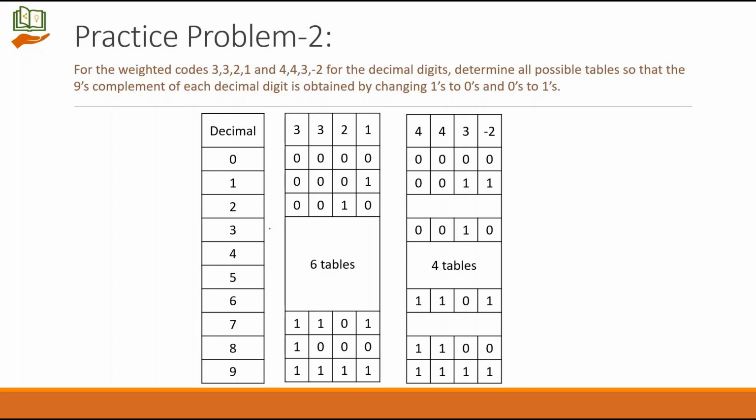Because of these 4 rows you are having 6 tables here. And because of these 1, 2, 3, 4 rows here, you are having 4 tables. Altogether, 3, 3, 2, 1 will have 6 different tables. 4, 4, 3 minus 2 will have 4 different tables. This is just a way to give you practice of how to work with weighted codes.